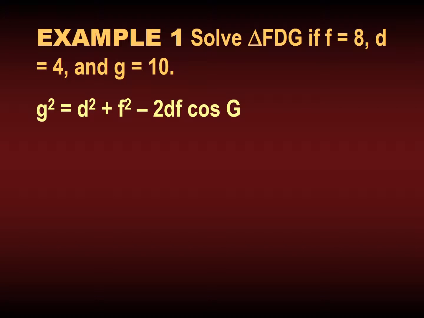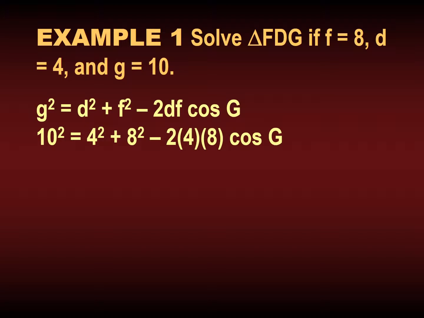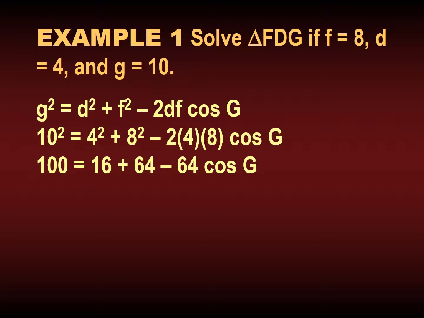Now let's solve for angle G. So this time I have to use the formula that has angle G in it, which is g squared equals d squared plus f squared minus 2df times cosine G. So I'll go ahead and plug in my values, and I'm solving for angle G. When I do 16 plus 64, I cannot do the minus 64 because it's not just minus 64, it's minus 64 times cosine G. So I can only add 16 and 64 together.